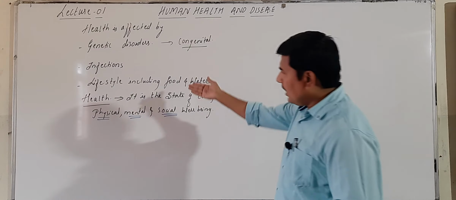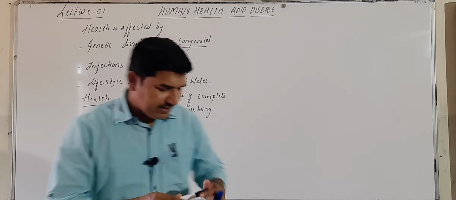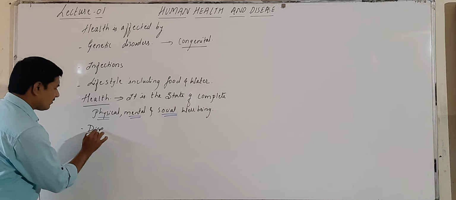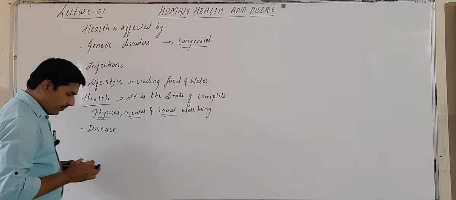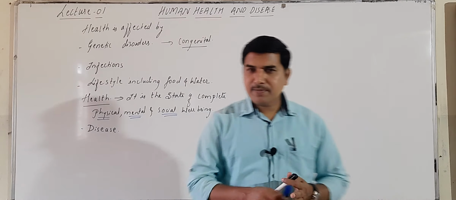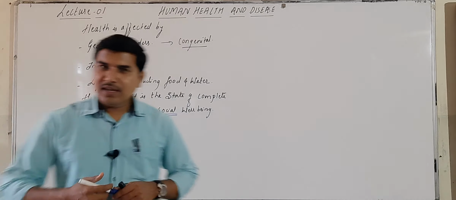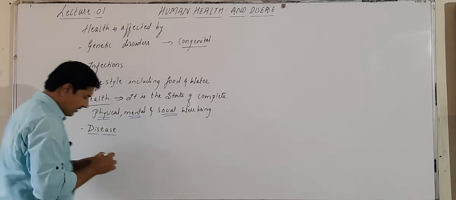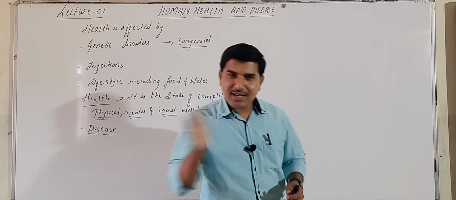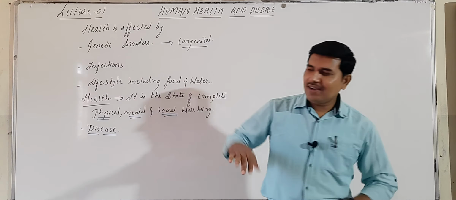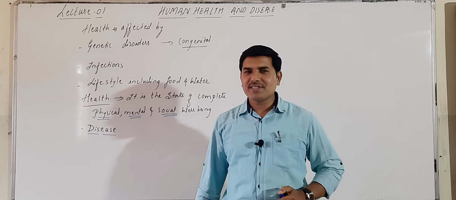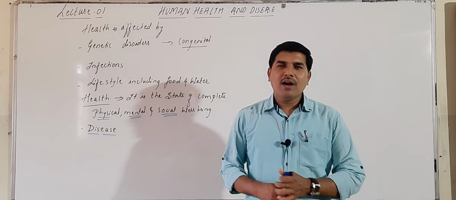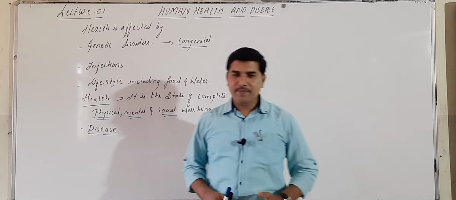Then let us move on to the next part. The next part is the disease. Now the term: the first half is dis, the second is ease. Ease is comfort. Dis-ease is discomfort. Disease is nothing but an unhealthy condition of the body.